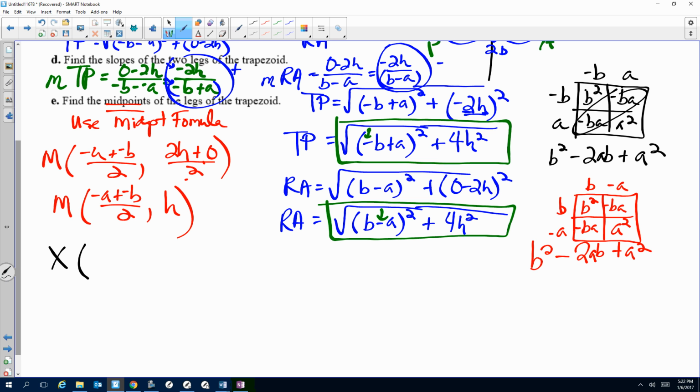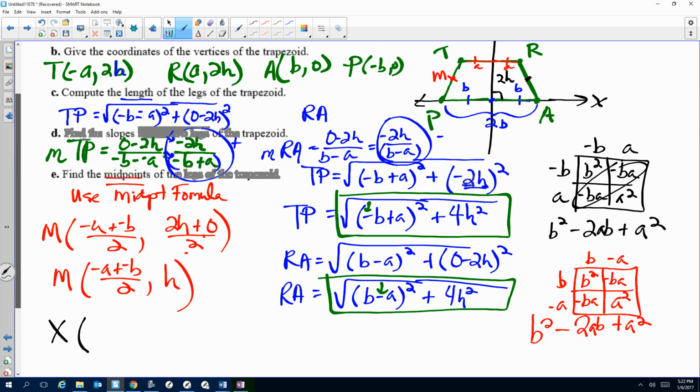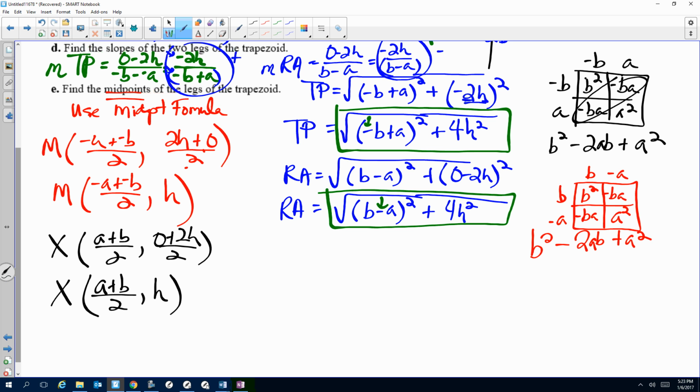To do that, we're going to be doing a plus b. Make sure that was right. Yeah, a plus b divided by 2, and then 0 plus 2h divided by 2. And then we simplify that. A plus b over 2 has to stay the same. But we simplify this to just h. Okay, and that is our X.